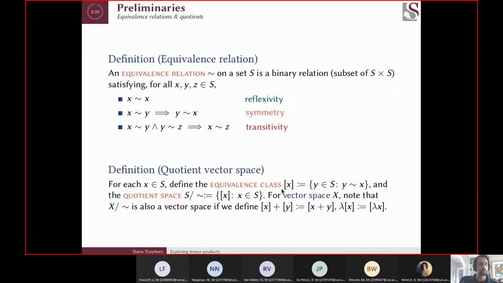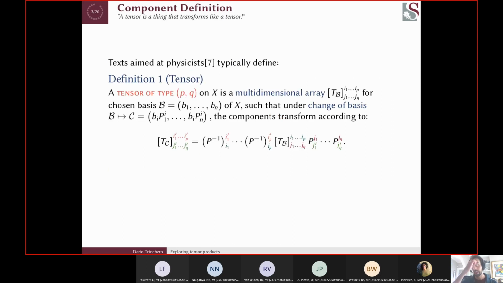Of course, we need to check that these things are well defined. If you don't know what that means, don't worry too much about it for now. It's just essentially a formality, but we can define a vector space, that's the quotient space. So essentially, it's the same as the original vector space, but where everything that was considered equivalent under the relation is kind of lumped together in a single object. Okay, cool. Now we actually get on to the main content.